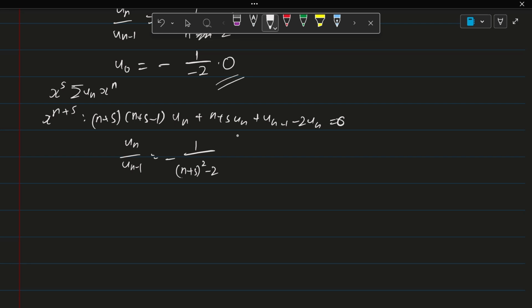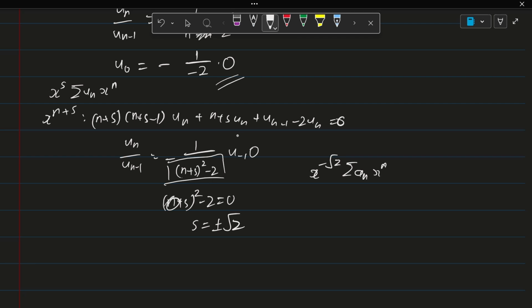Now let's say n equals 0, then u_{-1} would be 0, right? The way for you to make sure that u_0 is not 0 is if this is 0. So (n plus s) squared minus 2 has to be 0, especially for when n is 0. So your s would be plus or minus square root of 2. If you plug this into your solutions, you would get x to the power of negative square root 2 times the sum of a_n x^n, and x to the power of square root 2 times the sum of b_n x^n. This gives you the two solutions that you need.